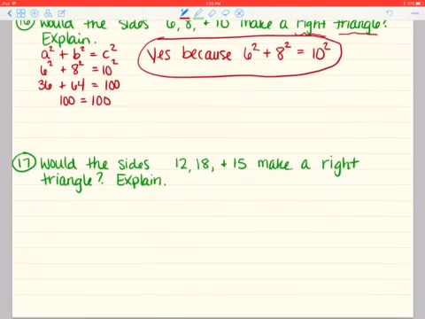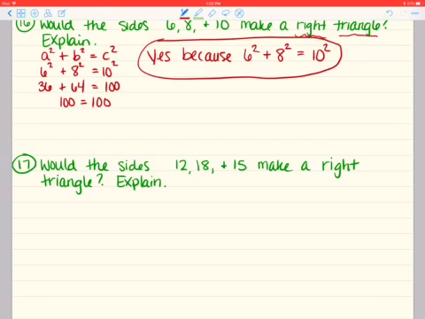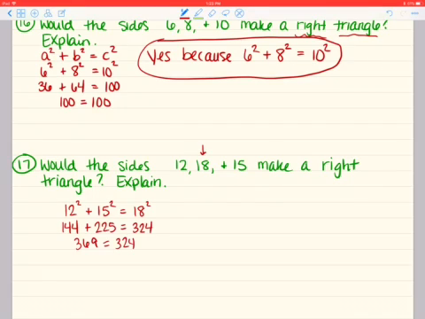And then the last one, number 17, same type of question, different numbers. So, would the sides 12, 18, and 15 make a right triangle? So this one, your hypotenuse is going to be 18 because that's the bigger number. So 12 squared plus 15 squared equals 18 squared. Well, 12 squared is 144. 15 squared is 225. And 18 squared is 324. Okay, add those together. 144 plus 225, you get 369 and 324. Those are not equal to each other. So no, this is not going to make a right triangle.